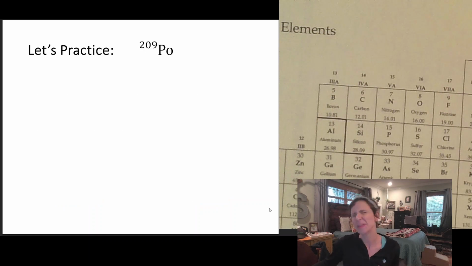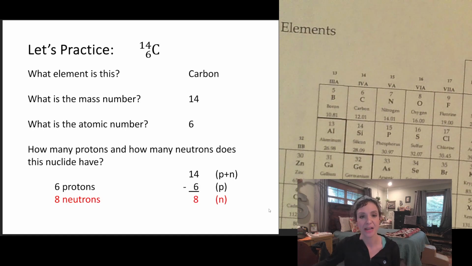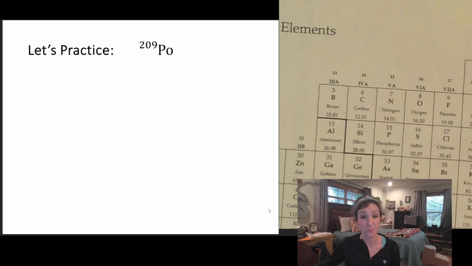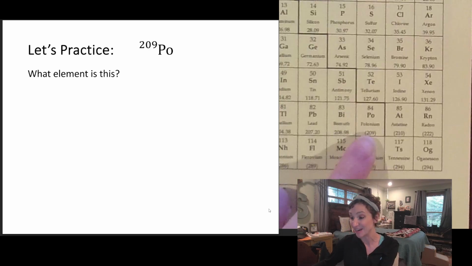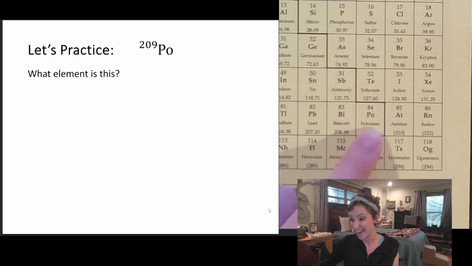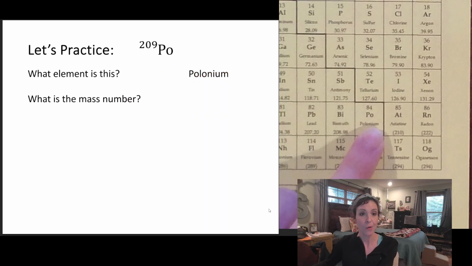Okay, let's do one more. No, maybe 2 more. We'll see. It's going to go a little bit faster now that we are realizing that we remember some things maybe from last semester. Okay, so here we go. It says 209 Po. You're like, oh my gosh, what is happening here? Well, what element is this? It may be a little bit more challenging because this element is not very common. I almost said it. Okay, I see it right here on the periodic table, and notice that this is the element polonium. All right, what is the mass number?